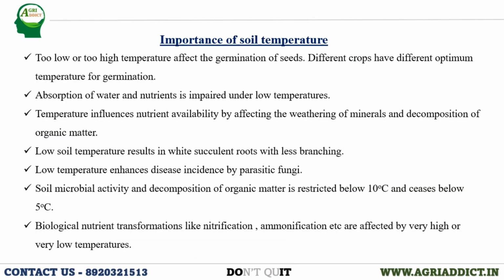Next is the importance of soil temperature. As we saw these many terminologies and also the various properties of soil temperature, very high or very low temperature will affect the germination of seeds. And different crops have different optimum temperatures for germination also, like wheat will require low temperatures, rice will require somewhat optimum temperature, and some crops like tobacco require light in addition to temperature. Likewise, many seeds will have their own preference for germination in terms of temperature and also light.